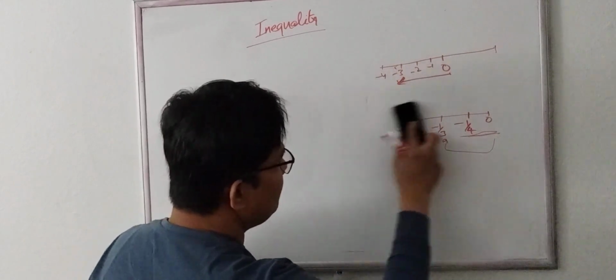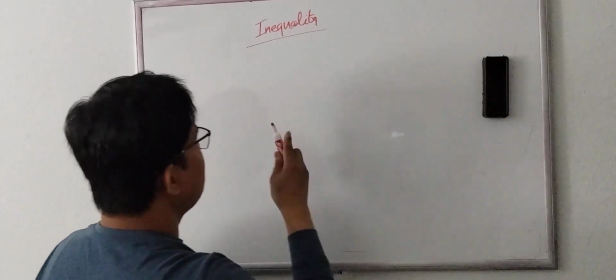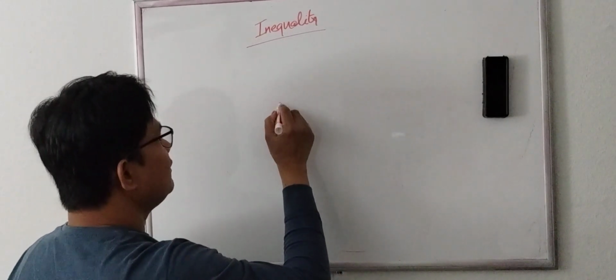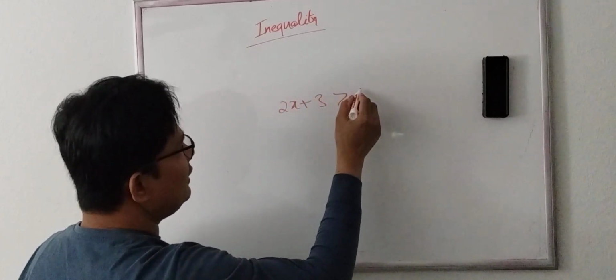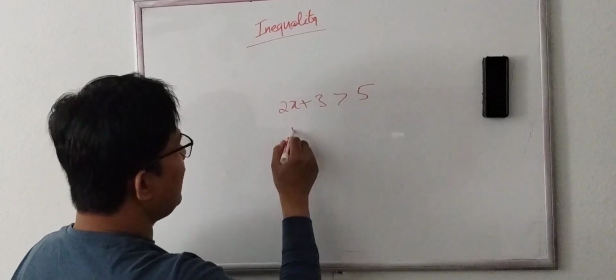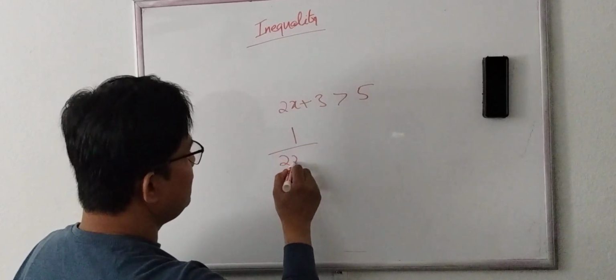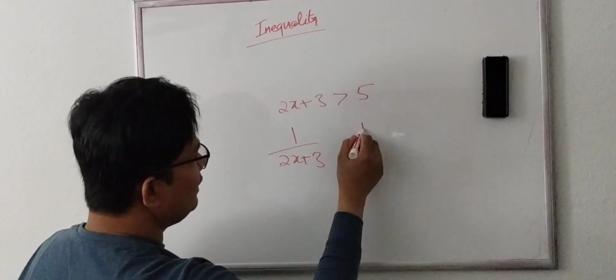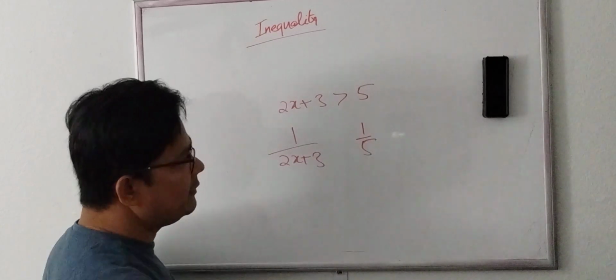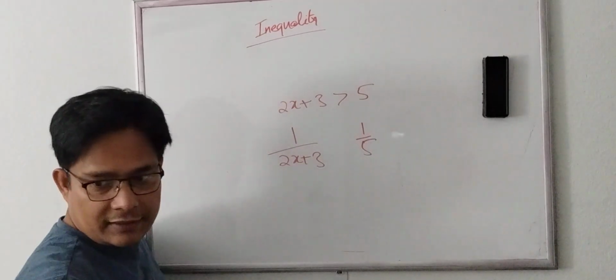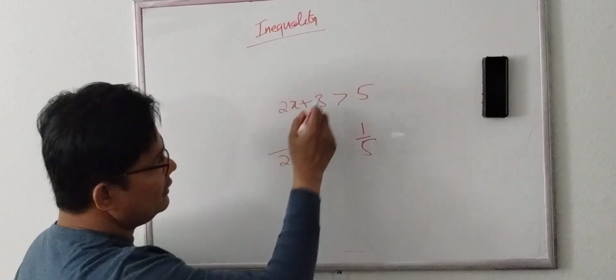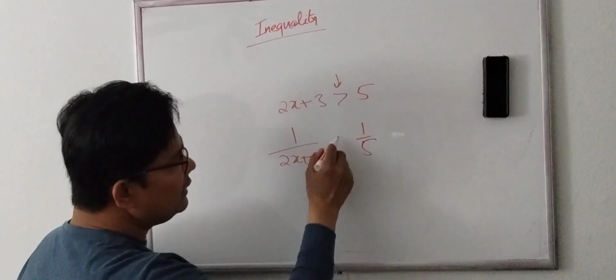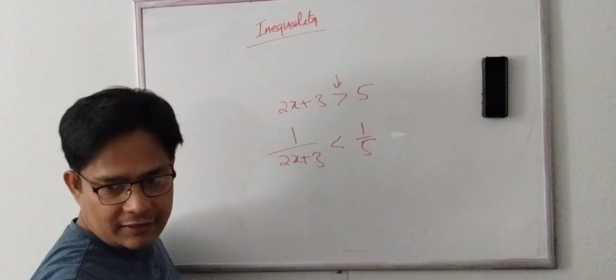So if you have a question where it says if 2x plus 3 is greater than 5, what will happen? 1 divided by 2x plus 3 and 1 by 5. Which one will be bigger? So what we just learned, this relationship will change in case of inverse.